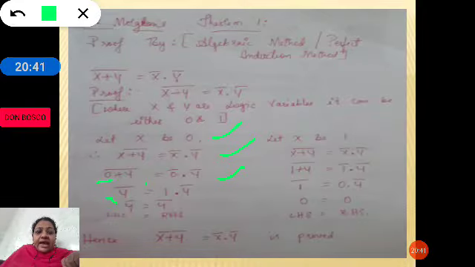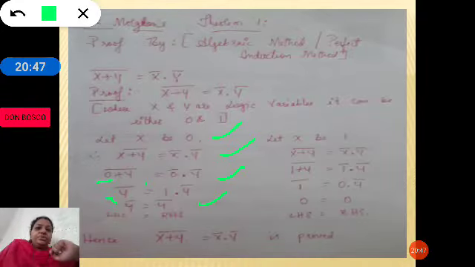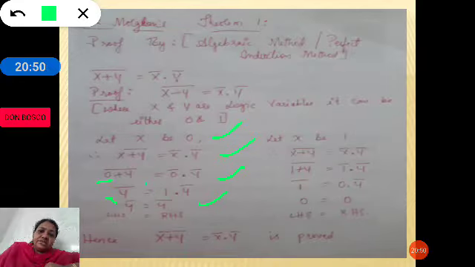So 1 ANDed with y bar is equal to y bar. So here you can see LHS is equal to y bar, RHS is also equal to y bar. So LHS is equal to RHS. Like this we have proved the Boolean theorem number 1 by substituting 0.